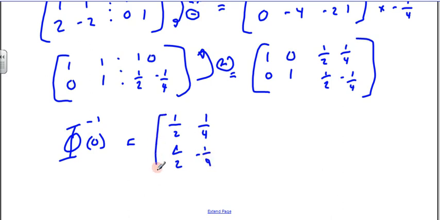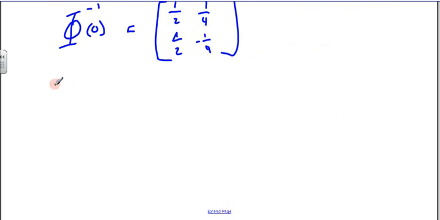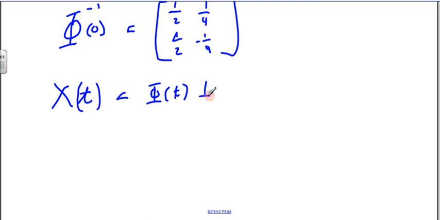Okay, well that's good. Now I'm going to do a calculation that's going to be my final answer: iota of t, iota inverse at 0, x of 0. So that's what I'm going to do.